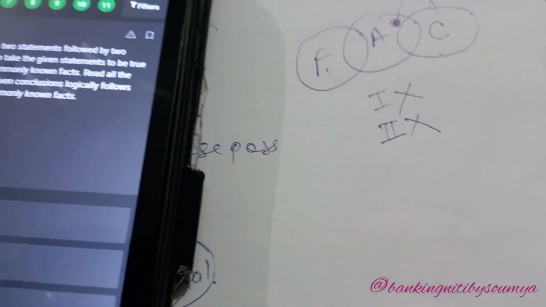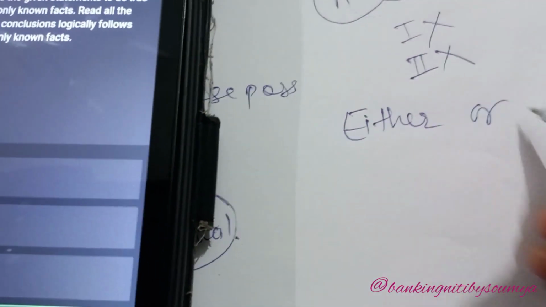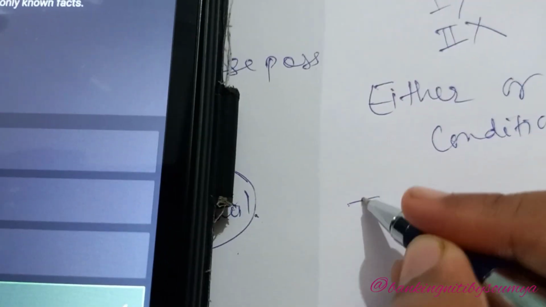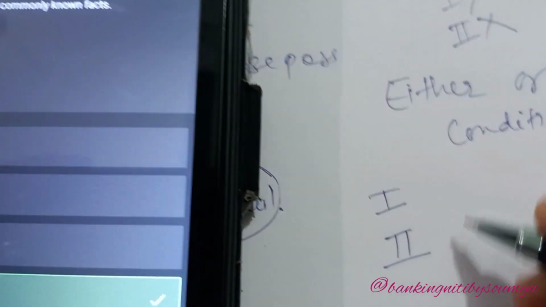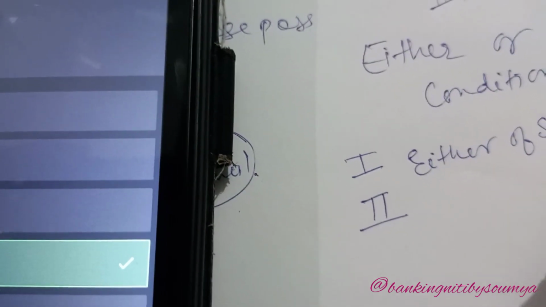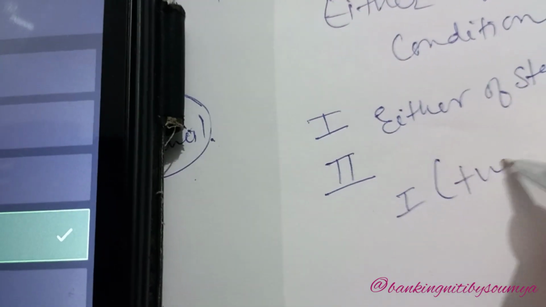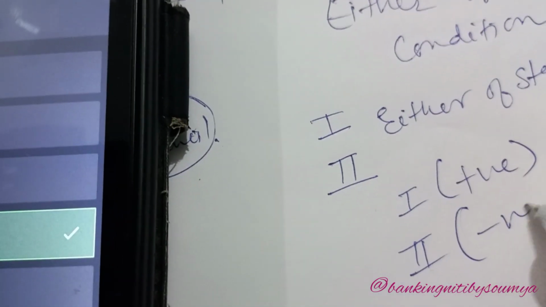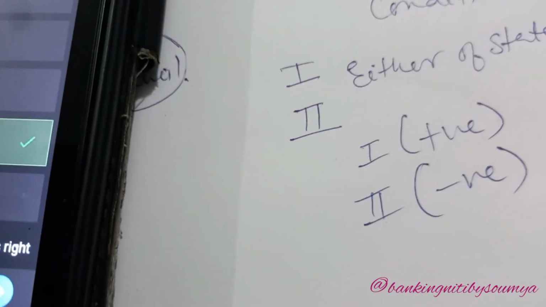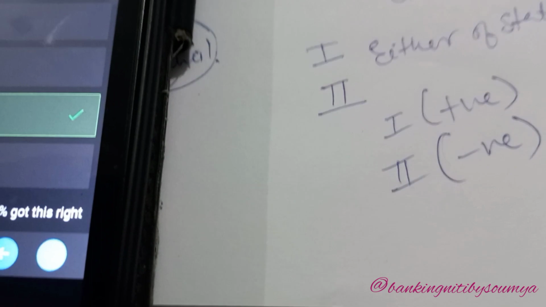Now here is a case of either or. Either and or condition. In this condition, when two statements are given and either statement means one statement is in a positive sentence and the other statement in a negative sentence, then we can approach our either or condition. But there are a few rules regarding either and or.